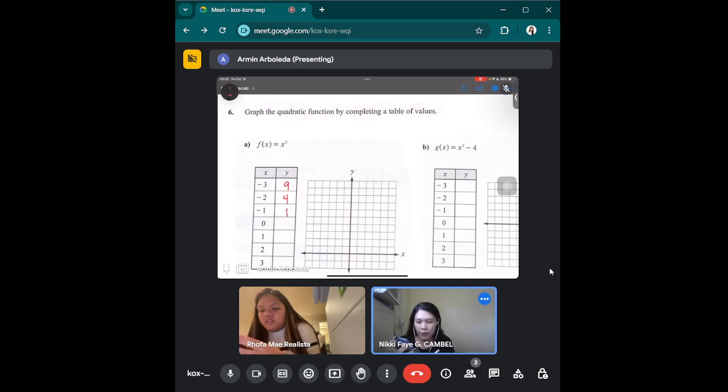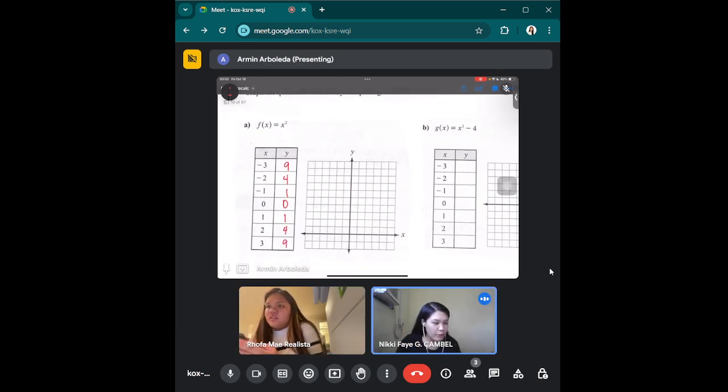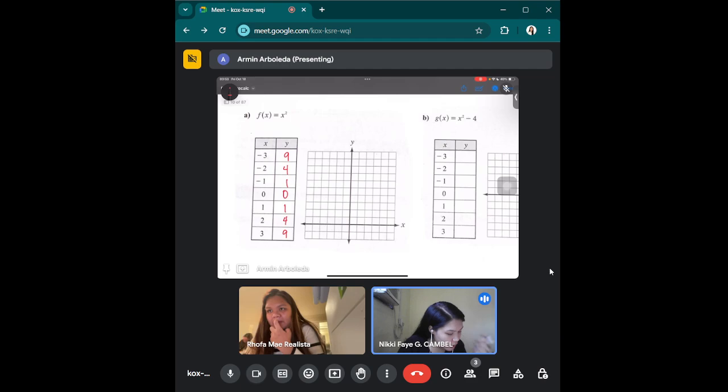How about the 0? 0. Okay. And then 1. And then 4. And then 9. 4 and 9. Nag-answer ka naman ngayon sa worksheet mo, 'di ba? Opo. Okay. So how do you graph this again?